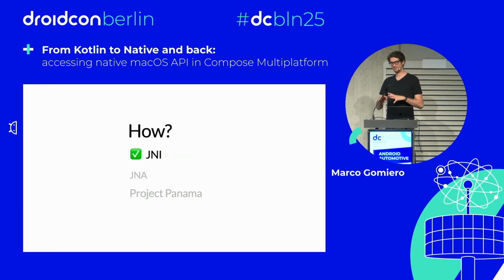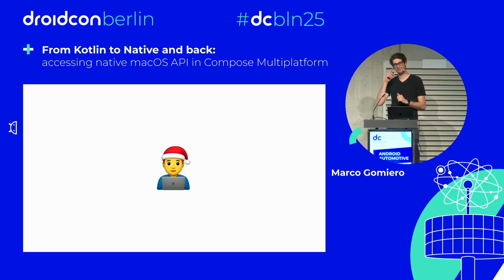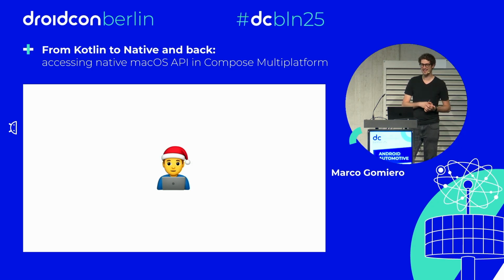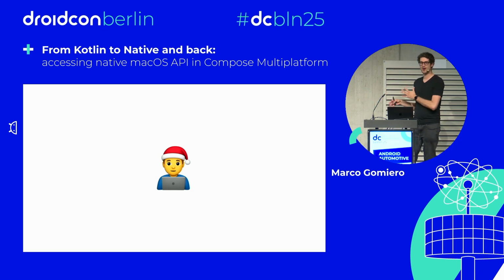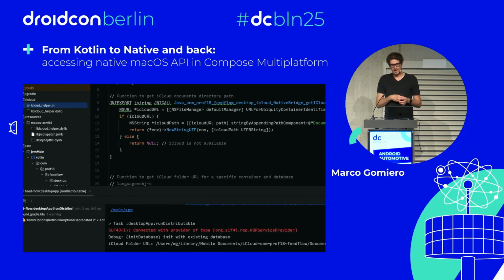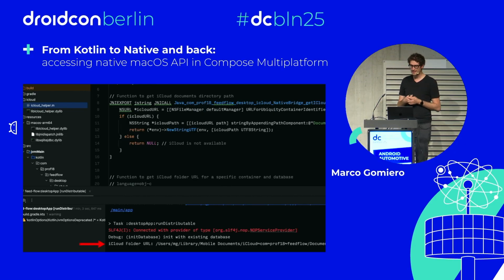Okay, so after discovering how to go, I was ready for my little Christmas hackathon, let's say, and I started building a POC. I wanted iCloud on macOS, so native code on macOS, which of course is Objective-C. So I started writing Objective-C, and it worked. I got the URL of my iCloud folder up and running, but writing this thing was not the most, let's say, pleasurable experience that I had.